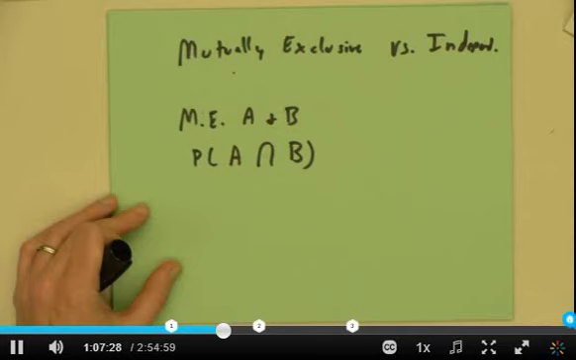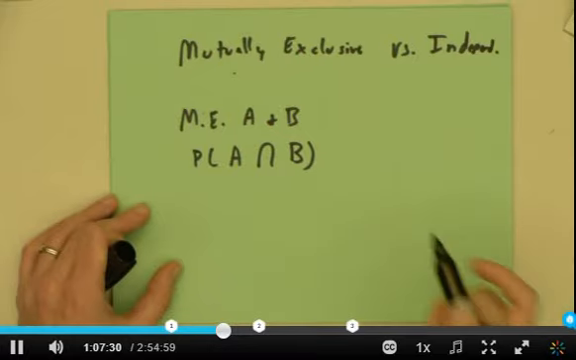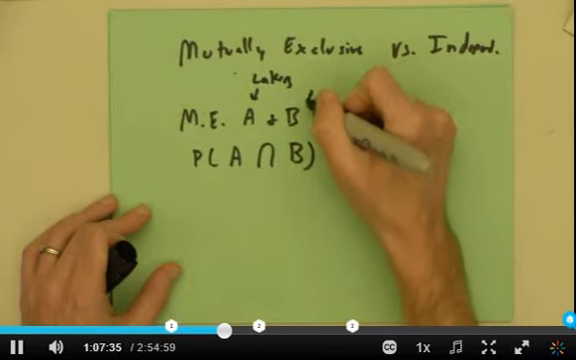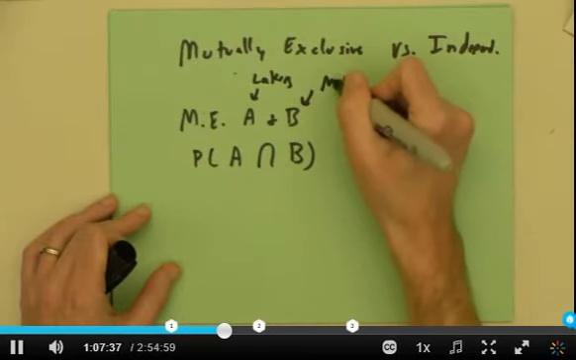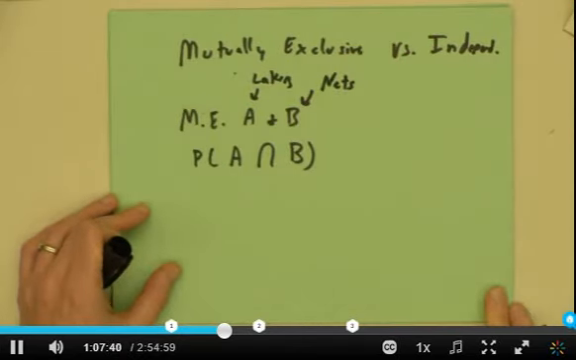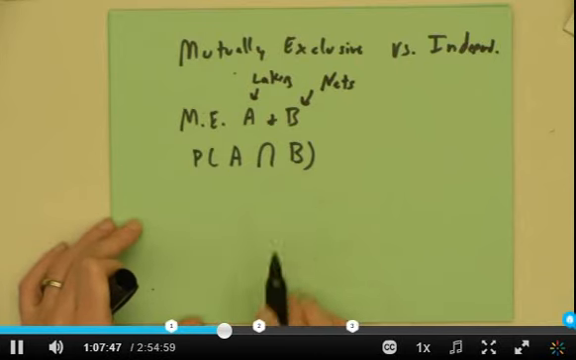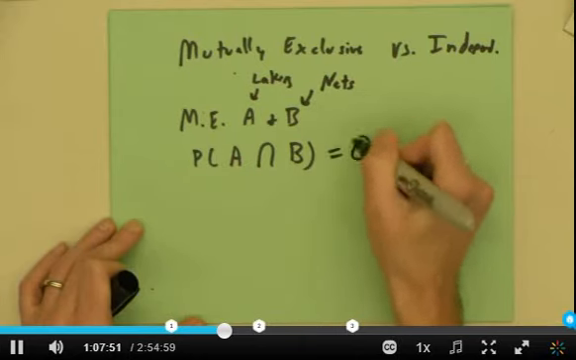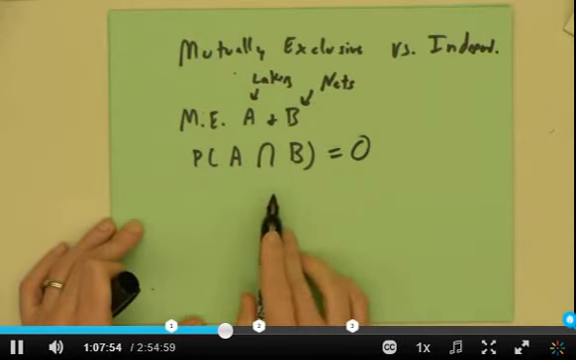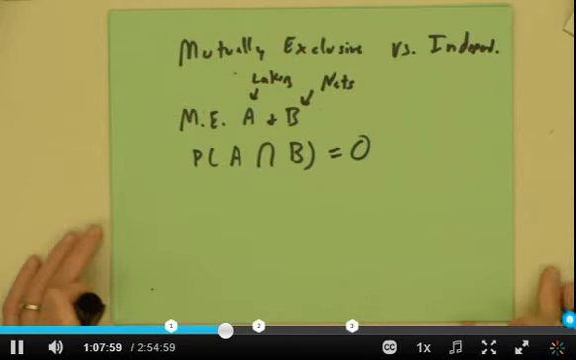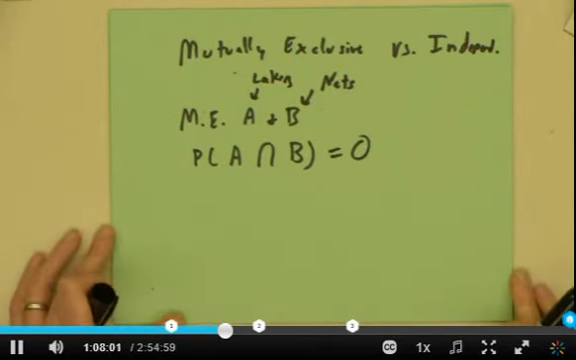Let's go back to the example of the basketball teams. Suppose A is the Lakers win the championship, and B is the Nets win the championship. Right? Those are mutually exclusive events. They can't both happen. So what's the probability that the Lakers and the Nets win the championship? 0. That's always true if these two events are mutually exclusive. It's a key feature of being mutually exclusive. It's actually what it means definitionally.